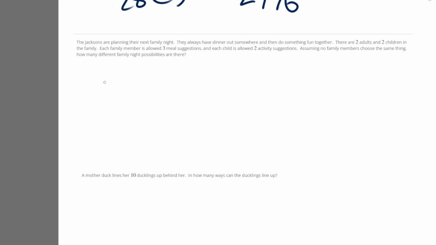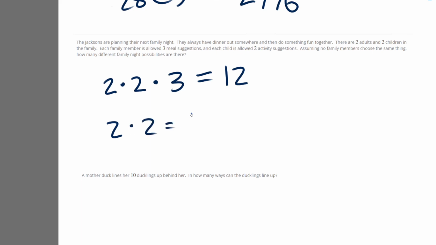So we have our 2 adults and our 2 children, and they each get 3 meal suggestions. We're going to be using the fundamental counting principle here. So 2 times 2 times 3 is equal to 12, and we know that each child is allowed 2 activity suggestions, so 2 times 2 is equal to 4. And then we want to do the same thing for this. So 12 times 4, and that will give us 48.